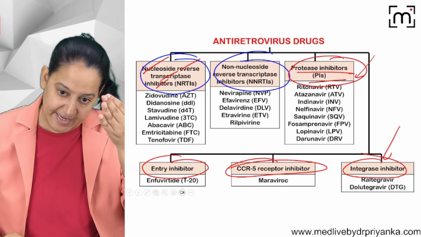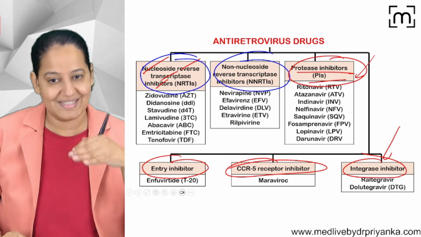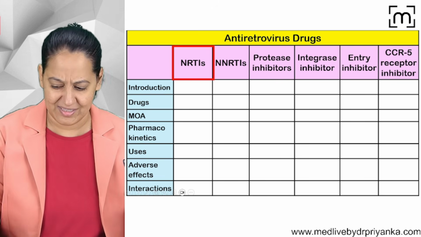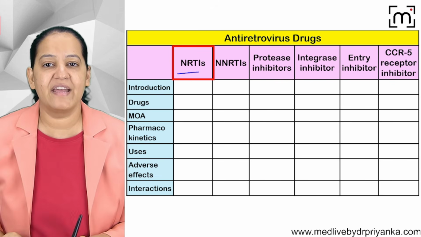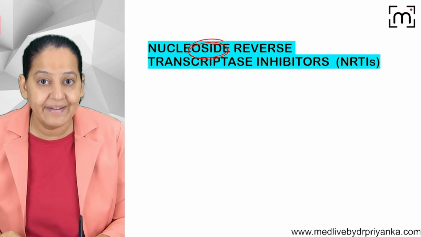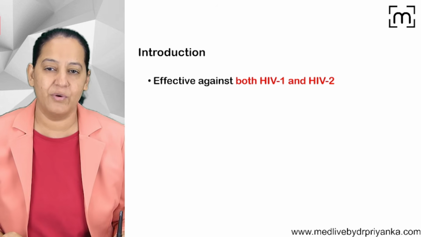So these are the 6 categories. First you learn the categories, then we will learn the names of the drugs inside them. Let's start one by one quickly. Let's start the first category, NRTI. What is the full form of NRTI? I told you it's nucleoside reverse transcriptase inhibitor.